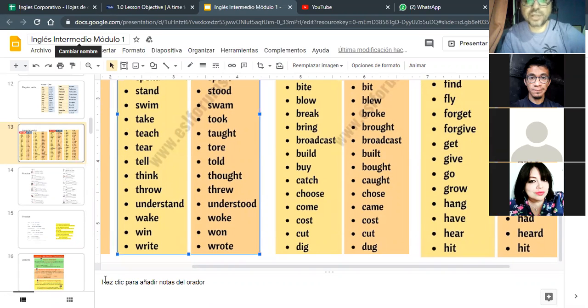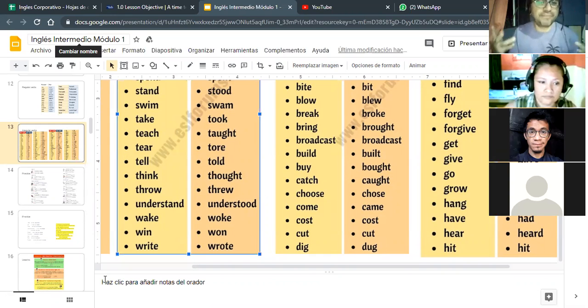The next one is broadcast. What is to broadcast? Transmit. Yeah, to transmit live a video, right? You are transmitting on TV, for example, they broadcast. So you can say, I broadcast live my experience. So anything like that.